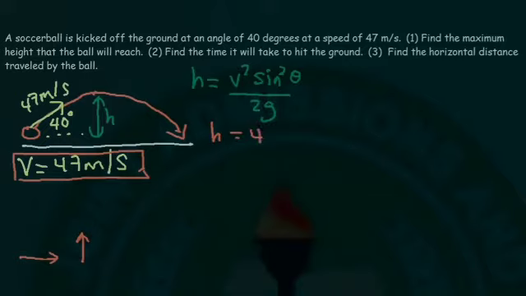So the height is basically going to be equal to 47 squared times sine of the angle, which is sine of 40 degrees. Make sure your calculator is in degree mode, by the way. And then we're going to square it, divided by 2 times 9.8. And type it in your calculator exactly the way you see it. Don't take any shortcuts.